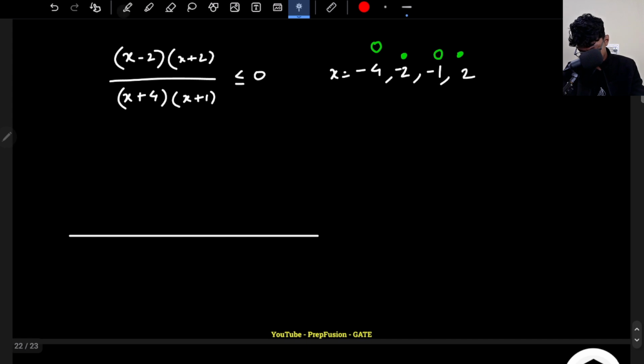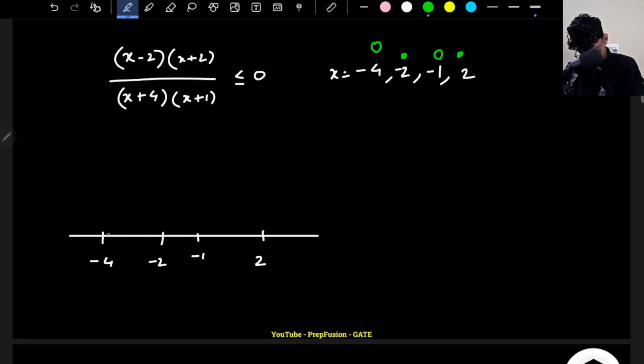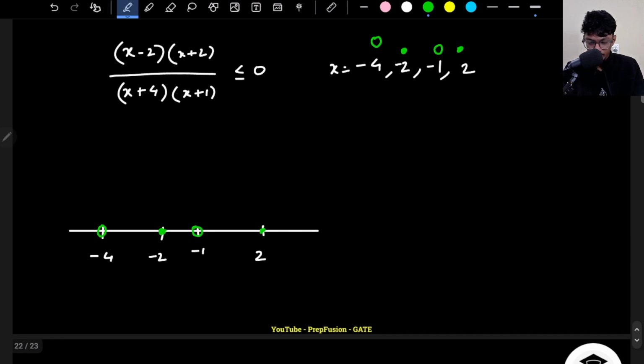Okay, so I'll mark the critical points. This will be minus 4, minus 2, minus 1 and 2. These will be hollow circles and these will be closed circles. Now if I plot, everything has even power. Whenever I have a hollow circle, I will just draw a dashed line to represent that the left and right values are going to infinity.